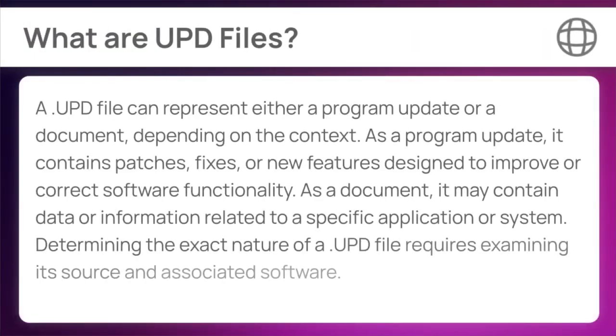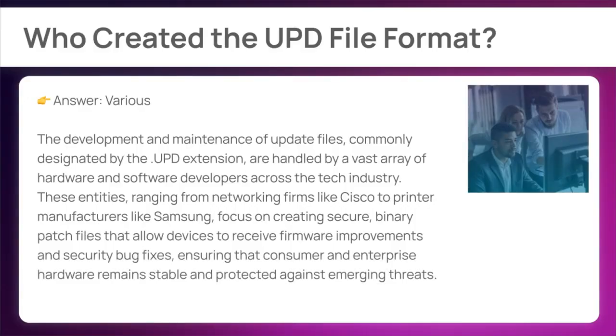A UPD file can represent either a program update or a document, depending on the context. As a program update, it contains patches, fixes, or new features designed to improve or correct software functionality. As a document, it may contain data or information related to a specific application or system. Determining the exact nature of a UPD file requires examining its source and associated software.